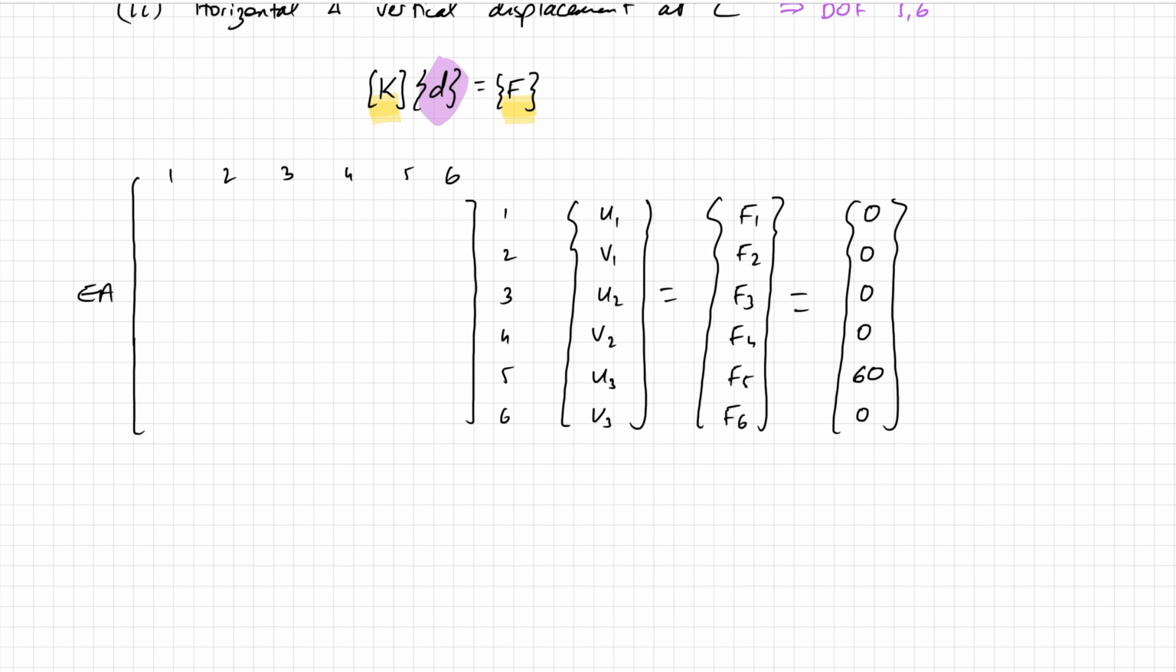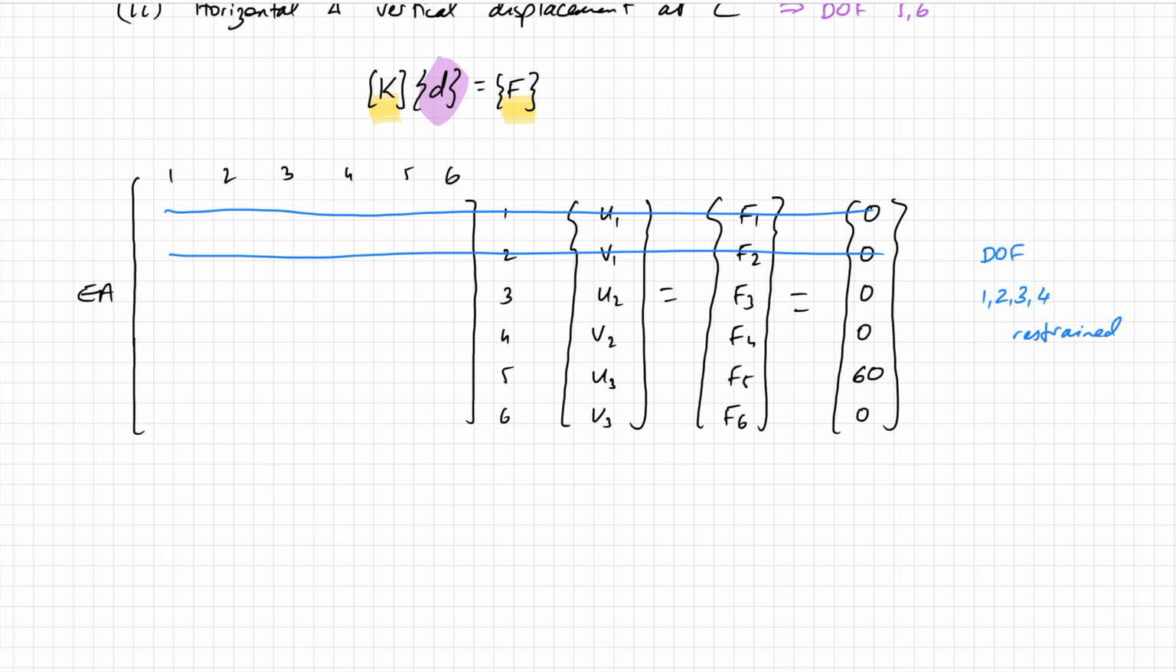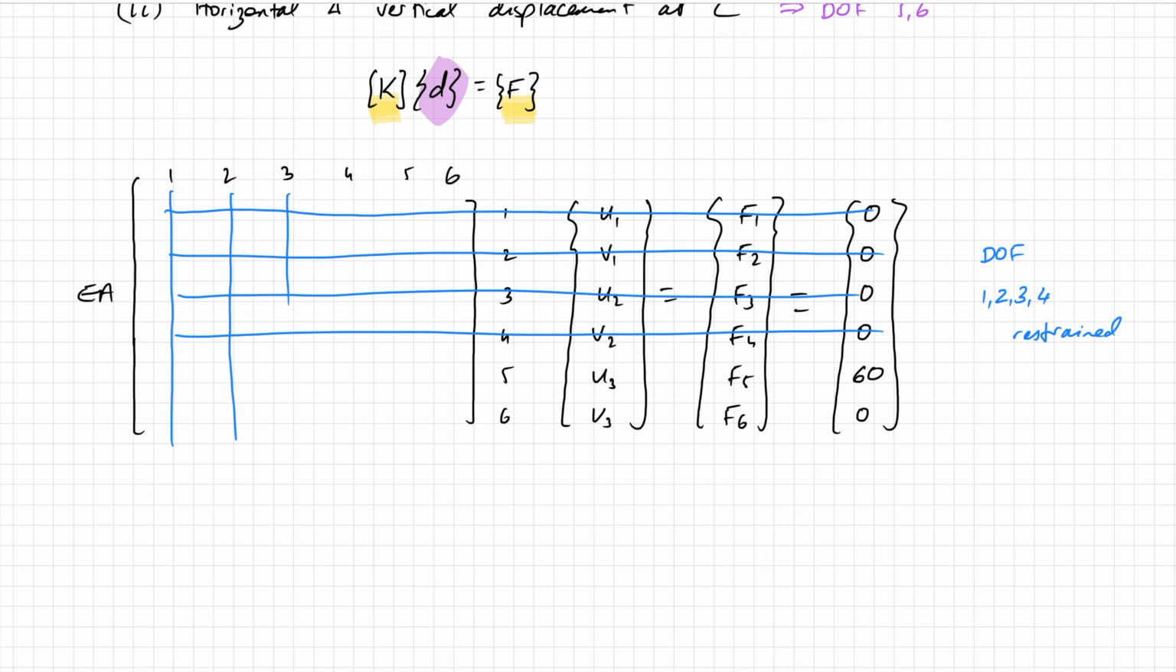Now we need to note here that degrees of freedom 1, 2, 3, and 4 are restrained. That means they can't move. There will be no displacements in those nodes because they are all pinned. And because of that, we can get rid of the rows that are definitely going to give us 0. So 1, 2, 3, and 4. And likewise, we can also get rid of the relevant columns.